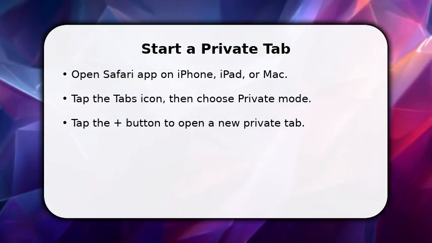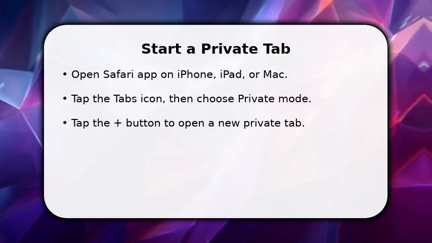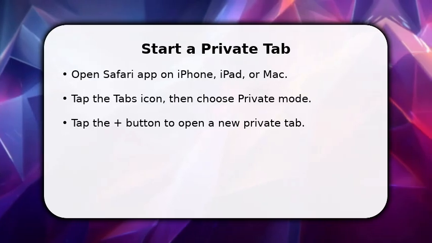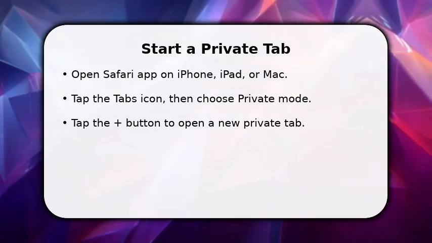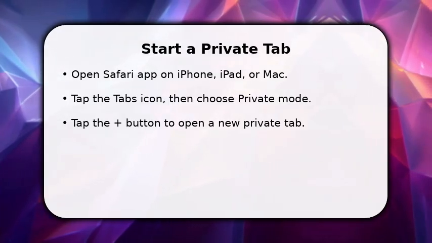Open Safari on your device and go straight to the tabs view so you can switch modes. Tap or click Private to enter a private browsing session. This isolates cookies and browsing history from your regular tabs. Once done, hit the plus sign to create a new private tab and begin browsing.